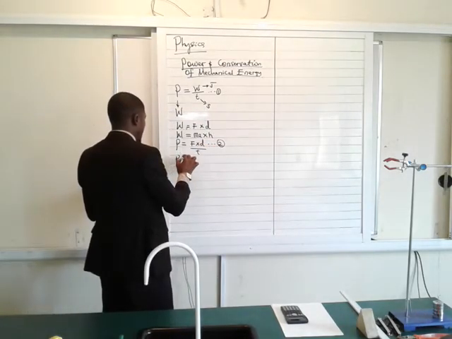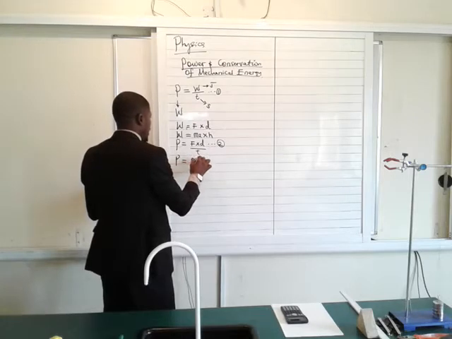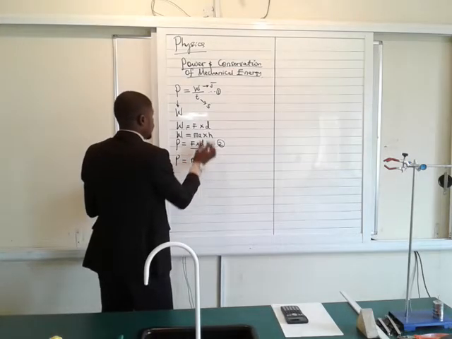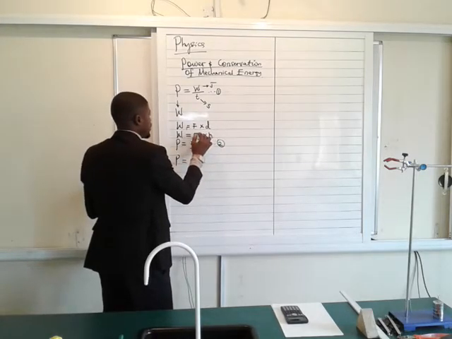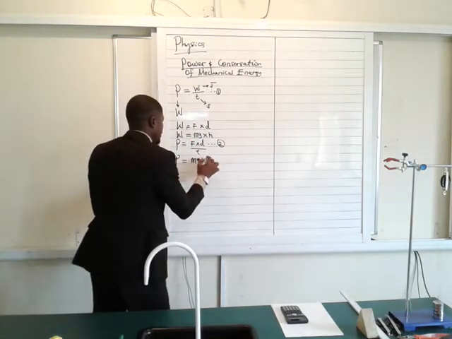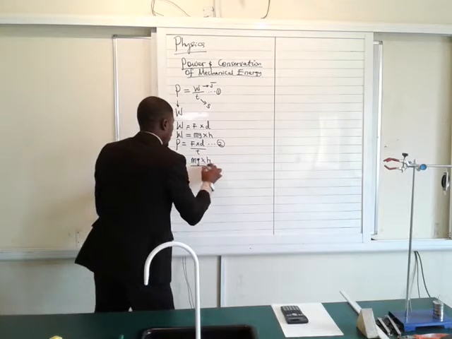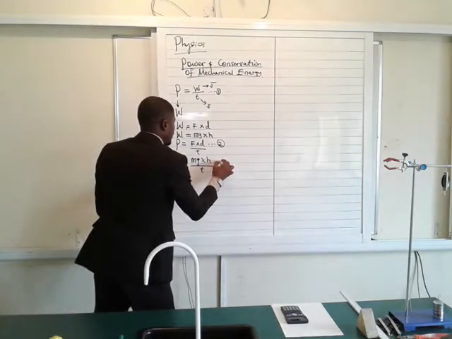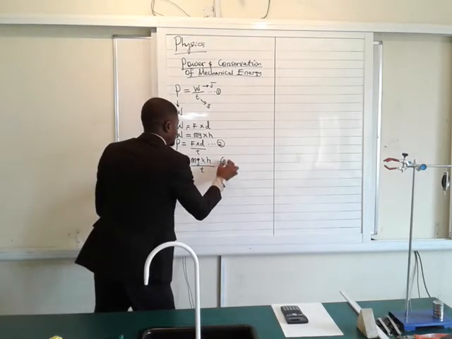Also, power is equal to mg times height all over t. We call this our equation number 3.